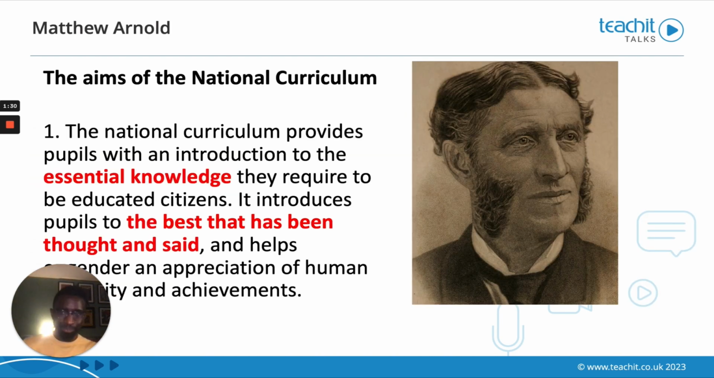If we go back to the national curriculum, right, to the birth of the national curriculum in 1988, then we have to take a step back even further to Victorian England. This is Matthew Arnold, and his words, he was a poet and a critic of the Victorian era, and his words are echoed in the language of the national curriculum, which stands to this day. There's something he said about the best that has been thought and said, and essential knowledge is also part of the design principles of the modern national curriculum in this country.